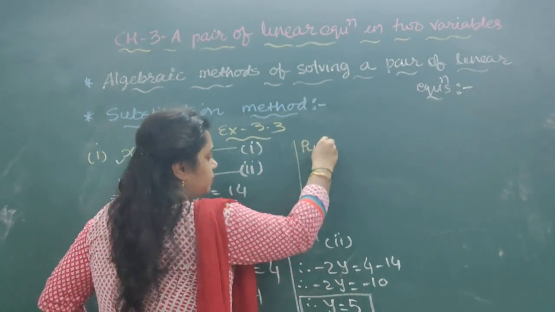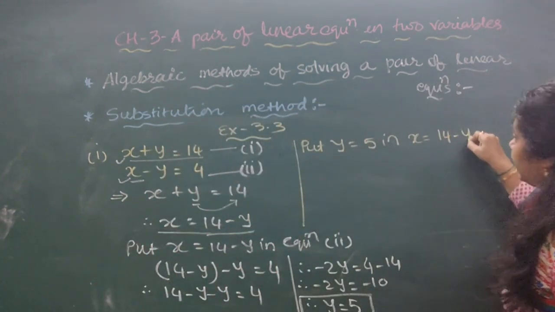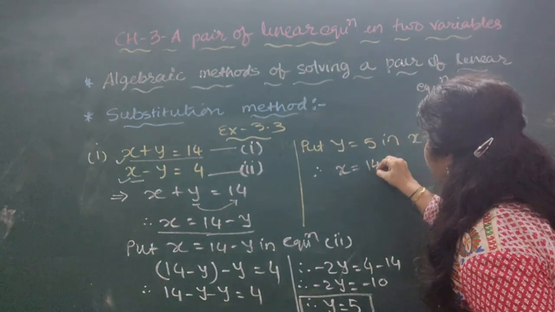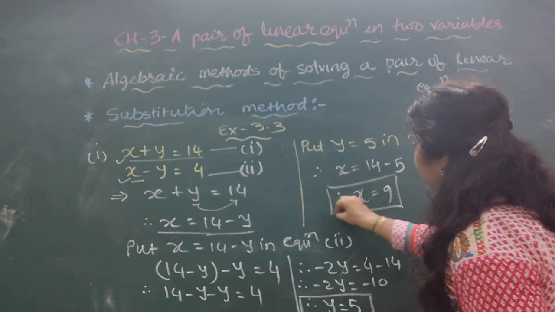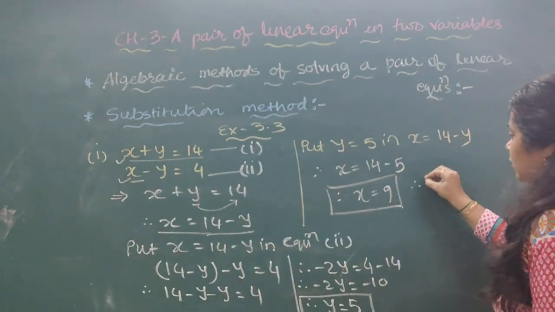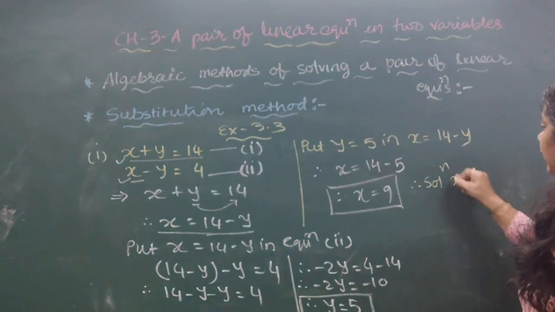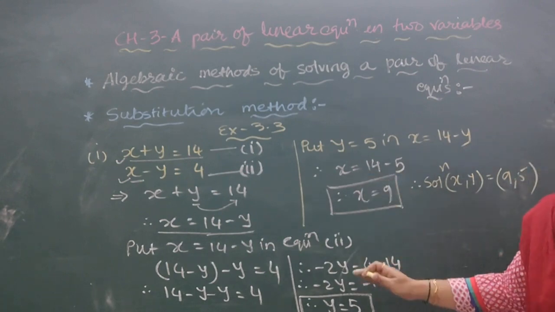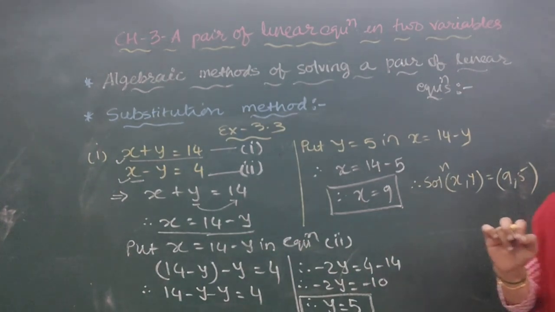So put y is equal to 5 in x is equal to 14 minus y, and therefore x is equal to 14 minus 5, and therefore x is equal to 9. Okay, so therefore the solution of the given equations (x, y) is equal to (9, 5). Is it clear now? This way, you have to solve all the examples related to the substitution method.